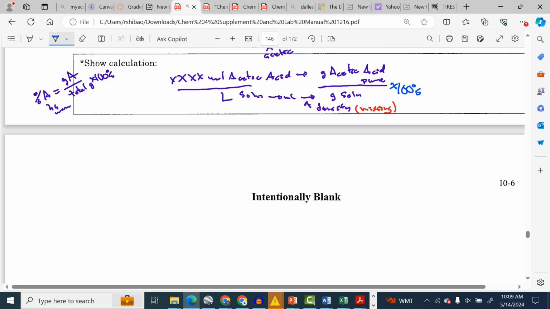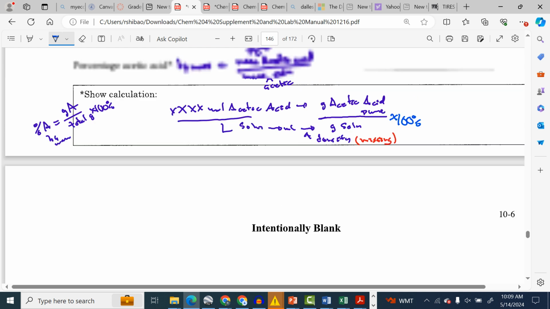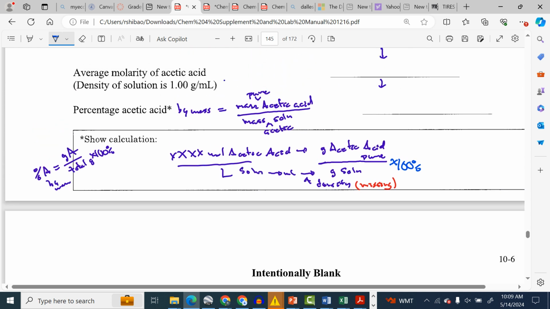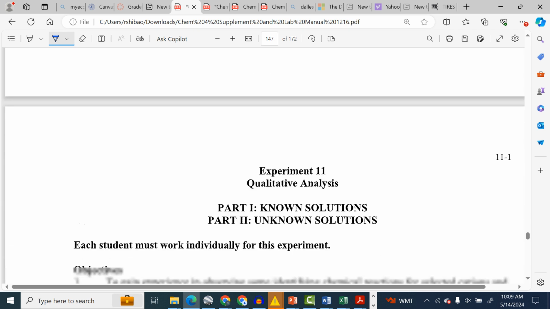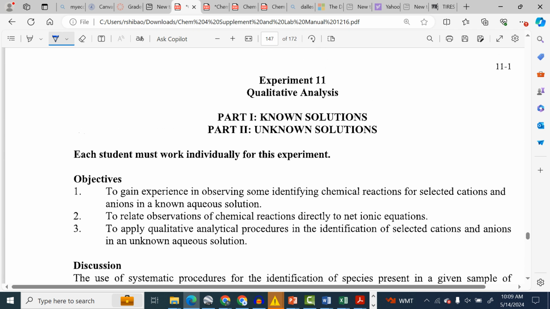All right, any other questions on this? So you want to complete your calculations. What's a reasonable answer for acetic acid? Percent by mass around 5% would be reasonable. All right, next we're going to take a look at experiment 11. Were there any other questions?